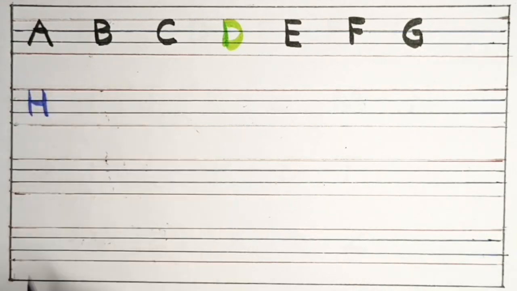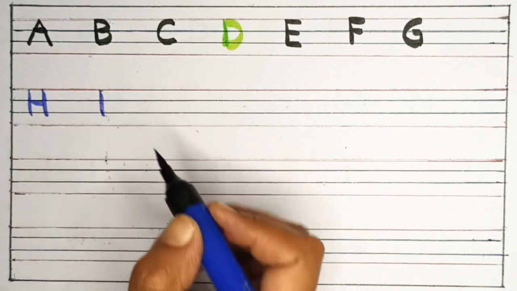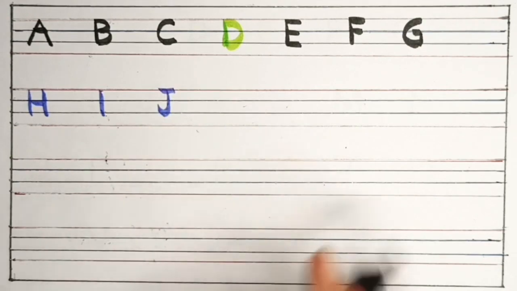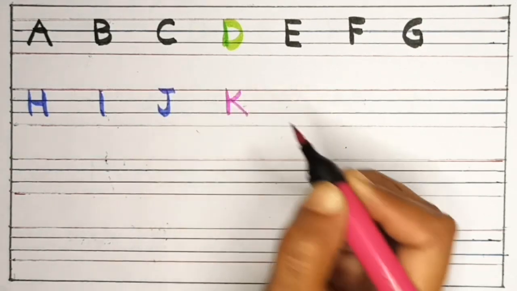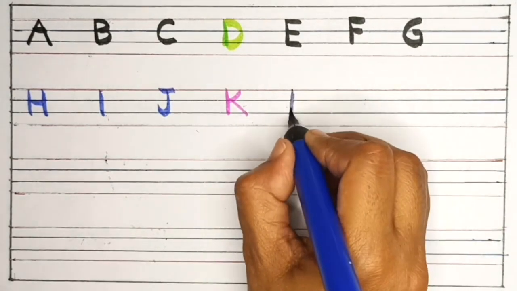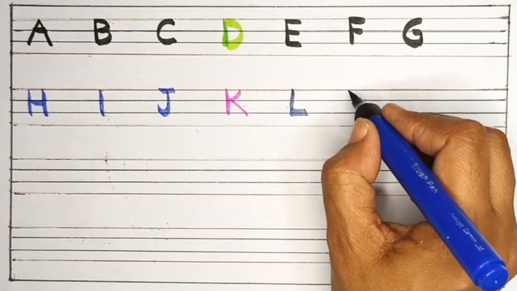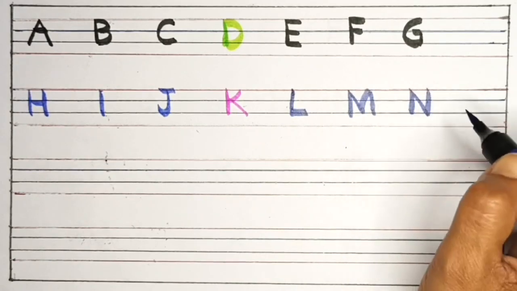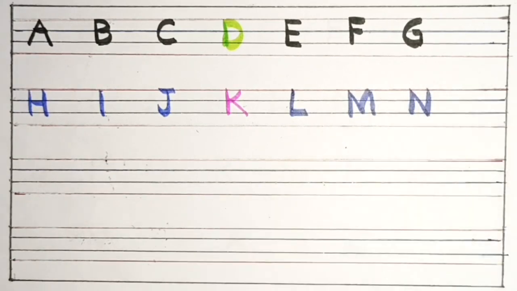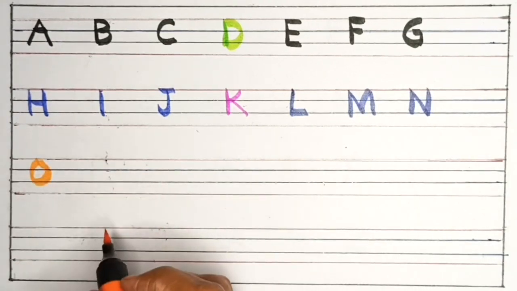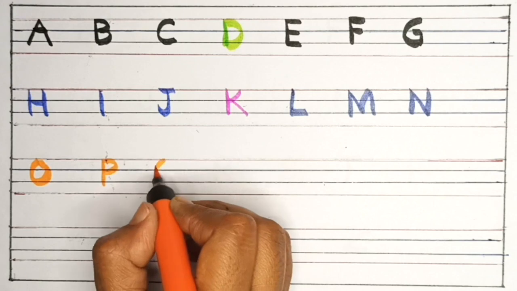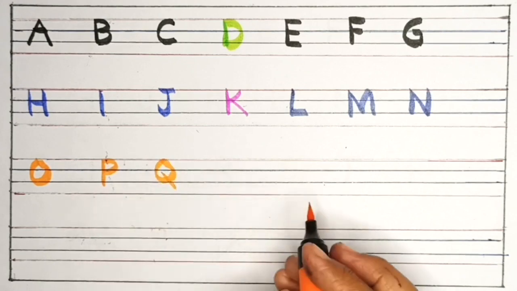H, H for hen. I, I for ice cream. J, J for jug. K, K for kite. L, L for lion. M, M for monkey. N, N for nest. O, O for orange. P, P for parrot. Q, Q for queen.